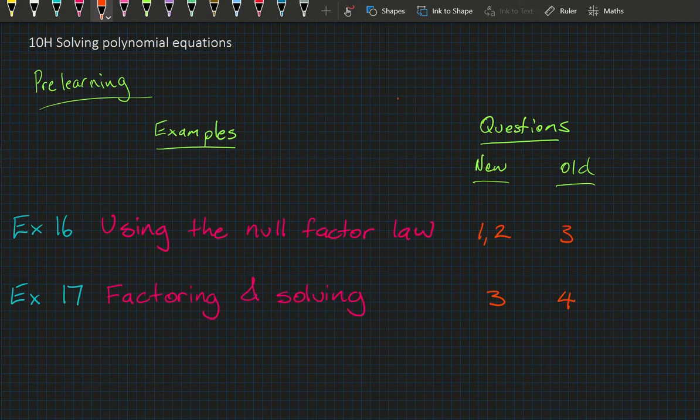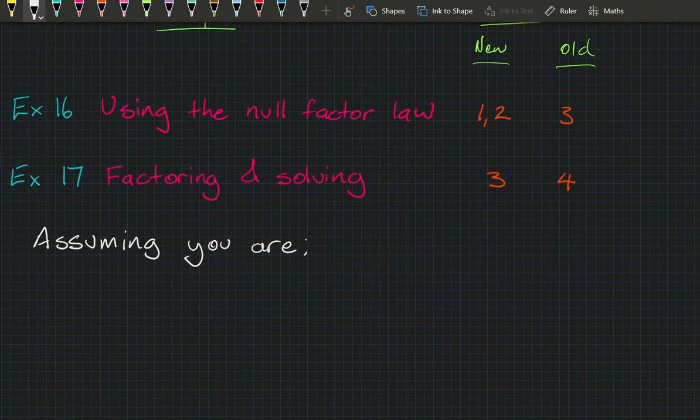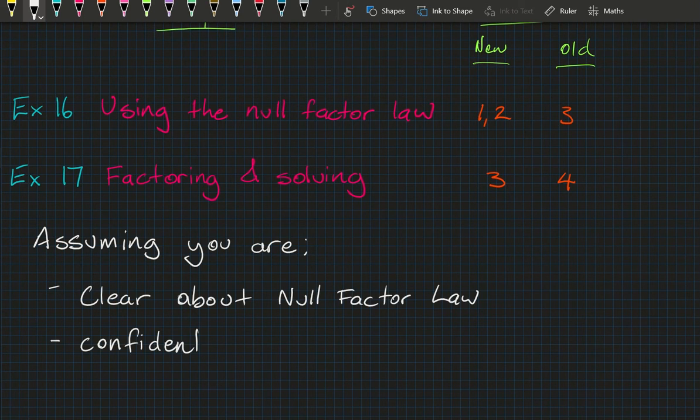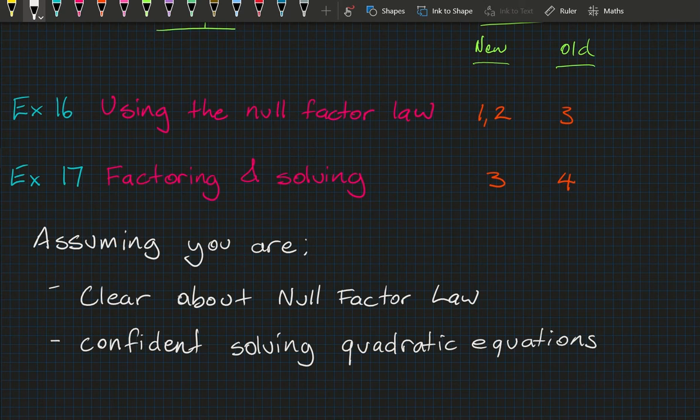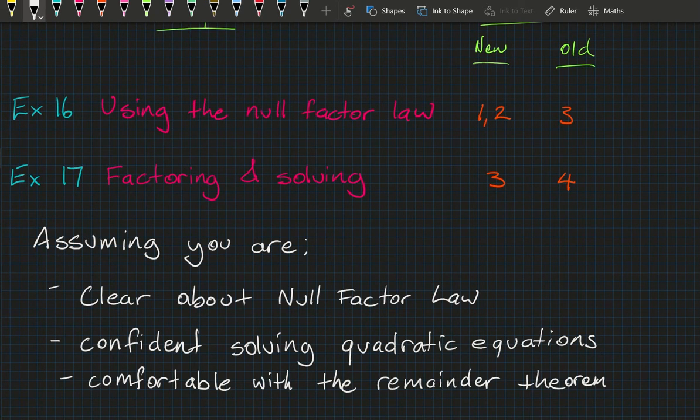So while there might be some reminders throughout this lesson, we're still assuming that you understand the null factor law, are confident with solving quadratic equations, and comfortable with the remainder theorem. If you have any doubts about the first two, you should go back and look at the quadratics unit, and if you have any doubts with the last one, then check over our last lesson.